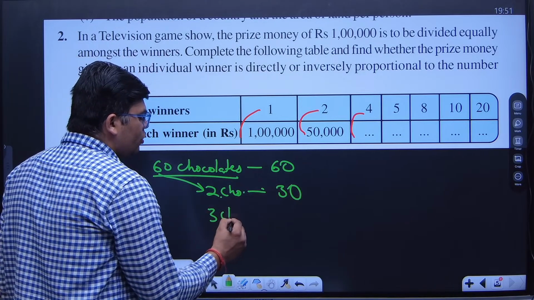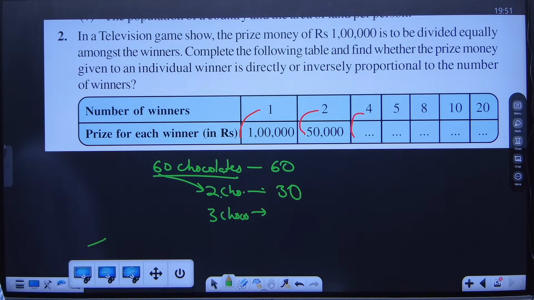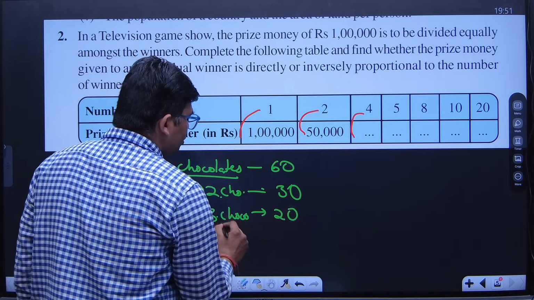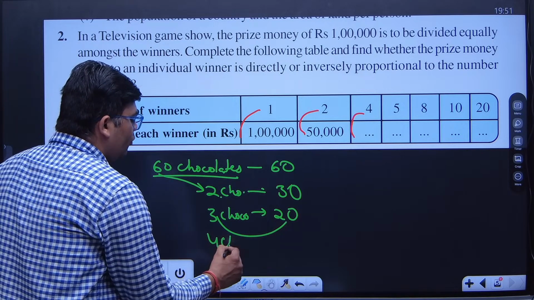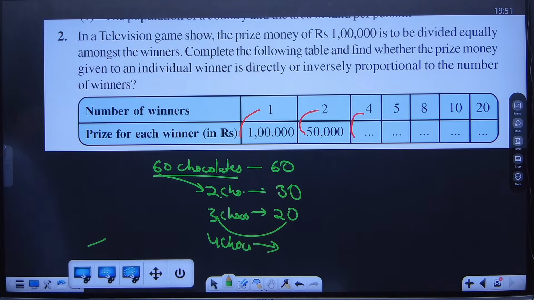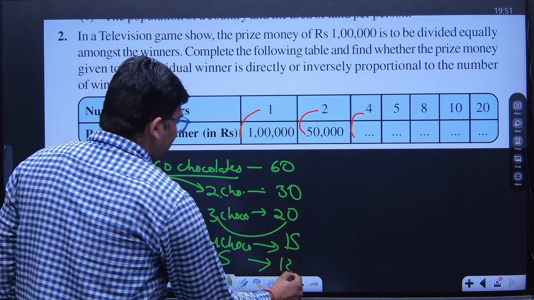Suppose you are giving three chocolates. To how many students can you give? Sir, 10. Come on, dear, you can give to 20, because 3 into 20 is 60. Suppose you are giving 4 chocolates. 15. Very good. Suppose you are giving five chocolates. Sir, 12. Suppose you are giving six chocolates.